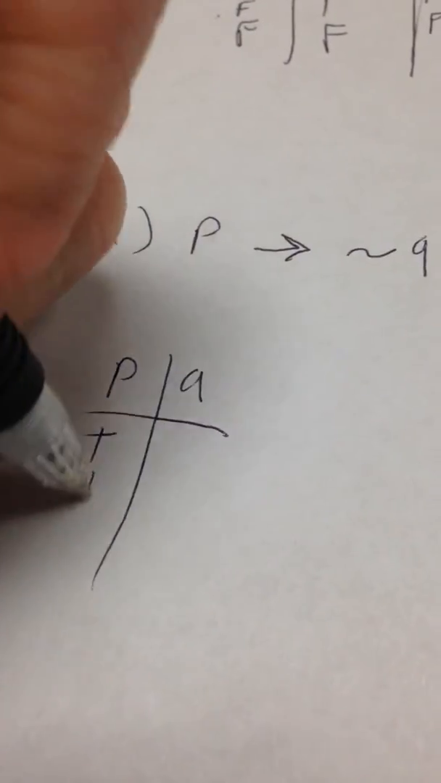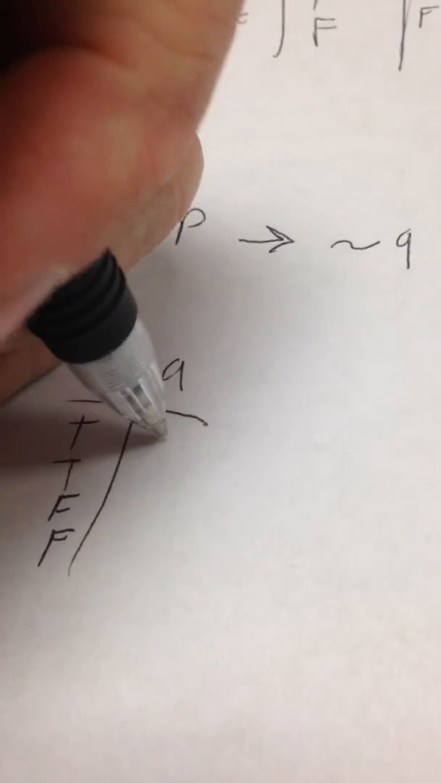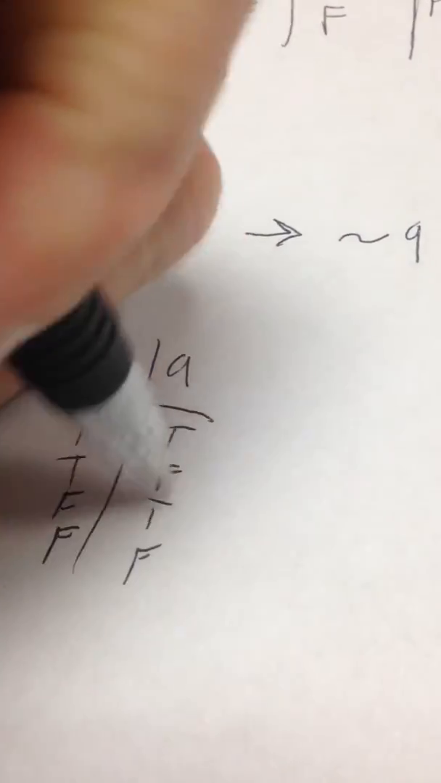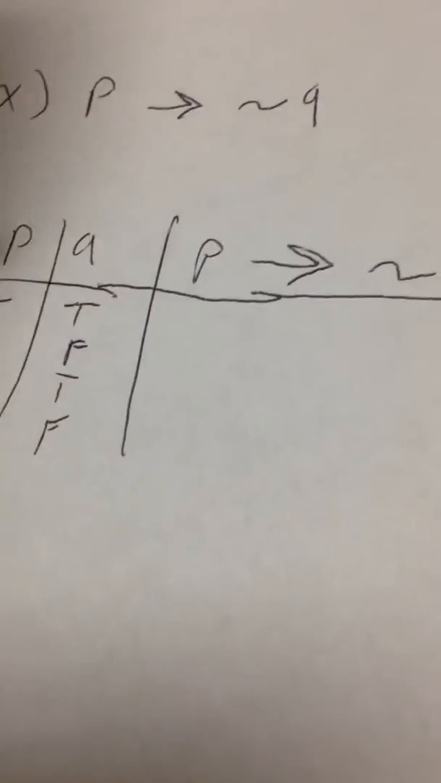Let's do if P, then not Q. Okay? So we set it up the same way. P, Q, true, true, false, false, true, false, true, false. That's just going to be the way you set it up every single time. So then we look at P, if then, not Q. And we do the same exact thing. We just copy over. So our P is going to be true, true, false, false. Our not Q is the opposite of Q. So instead of true, false, true, false, it's false, true, false, true.